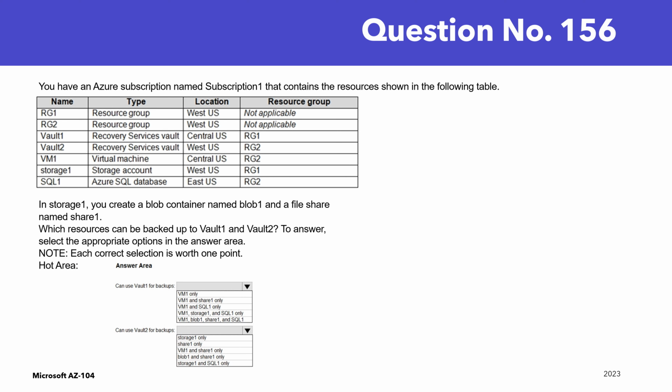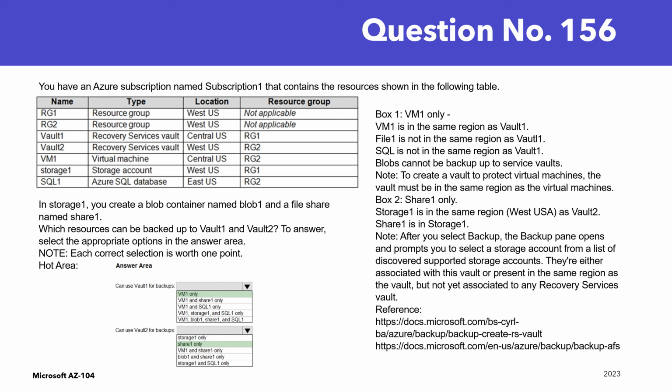You have an Azure subscription named Subscription 1 that contains the resources shown in the following table. In Storage 1, you create a blob container named Blob 1 and a file share named Share 1. Which resources can be backed up to Vault 1 and Vault 2? To answer, select the appropriate options in the answer area. Note: each correct selection is worth 1 point. Hot area. Can use Vault 1 for backups: VM1 only. Can use Vault 2 for backups: Share 1 only.